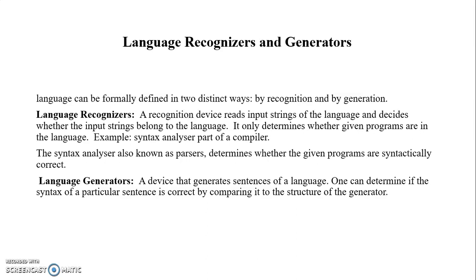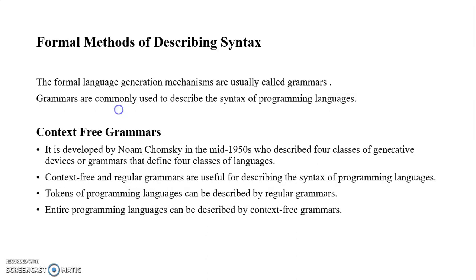A language recognizer is a recognition device which reads input strings of the language and decides whether the input strings belong to that language. It only determines whether given programs are in the language, like the syntax analyzer part of a compiler. The syntax analyzer, also known as a parser, determines whether the given programs are syntactically correct or not. And a language generator is a device that generates sentences of a language. One can determine if the syntax of a particular sentence is correct by comparing it to the structure of the generator.